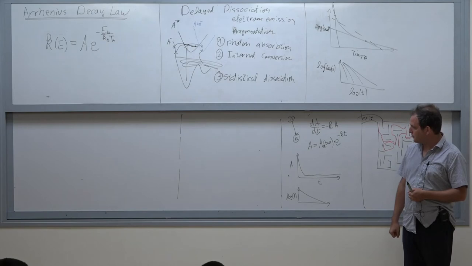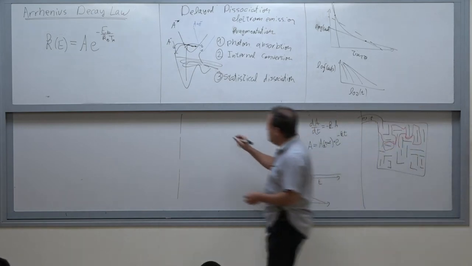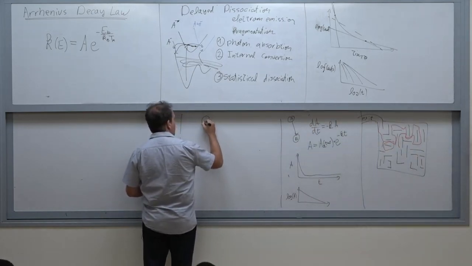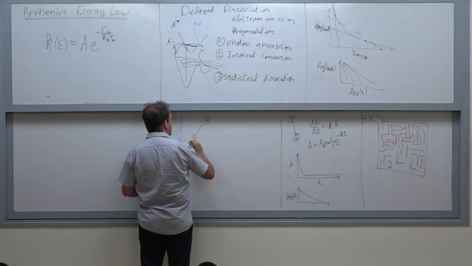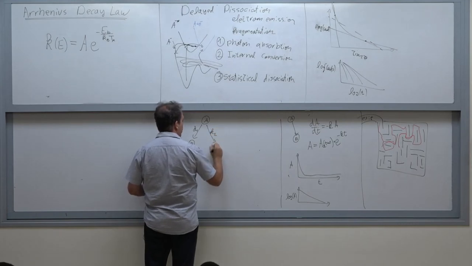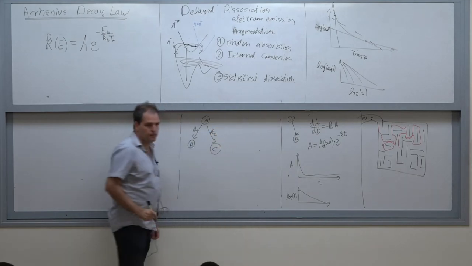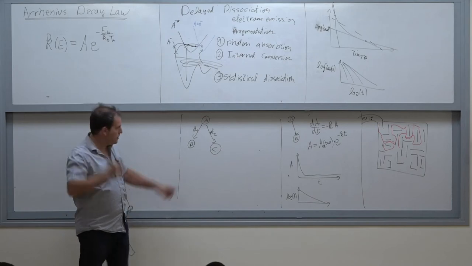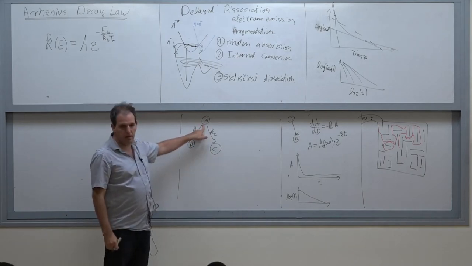Okay, let's say you have a system A that can go with one rate, k1, into B, and with a different rate, it can go into C. Then what will be the decay of A?